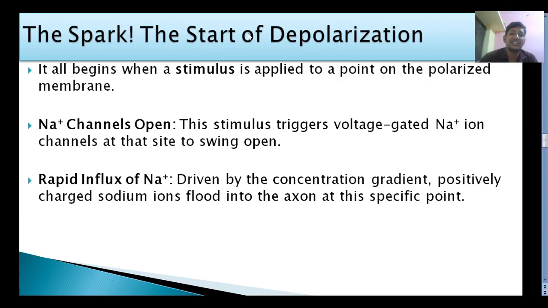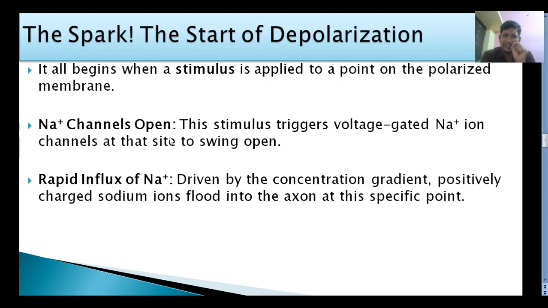Now the next is the conducting stage. It is also called the depolarization state. It all begins when a stimulus is applied at a point on the polarized membrane and the sodium ion channels get open. So here, dear students, you should remember the stimulus is responsible for the depolarization. Suppose this is a neuron and this is a stimulus, if I touch this neuron, in this area it gets disturbed due to the stimulus. A stimulus is nothing but anything in the environment. It may be a touch, it may be heat, it may be cold.